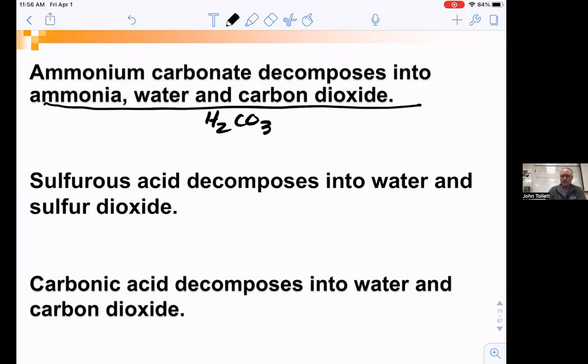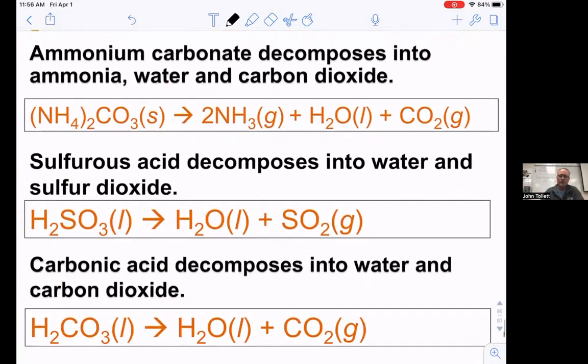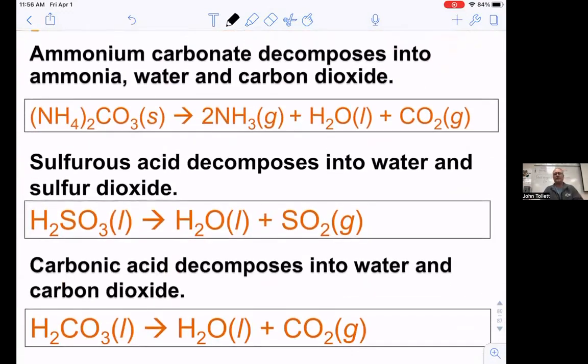Sulfurous acid. So sulfurous acid is H2SO3. It will break down to make water and sulfur dioxide, and then carbonic acid, as I have already said over here, H2CO3 will break down to give you water and carbon dioxide. And those examples are here as well. If you want to pause and write these down, these are ones that we have had certainly in the past.